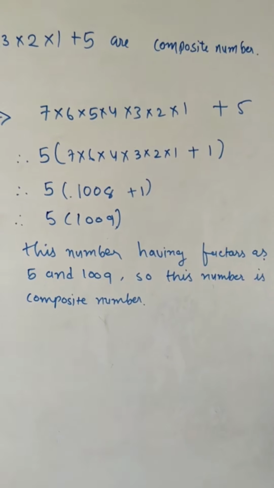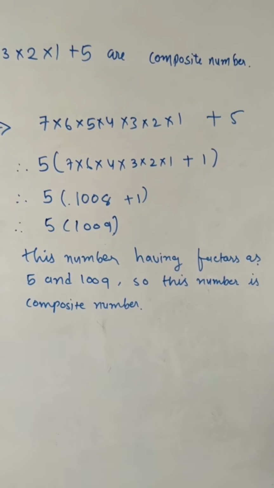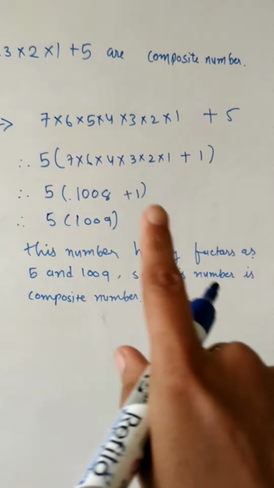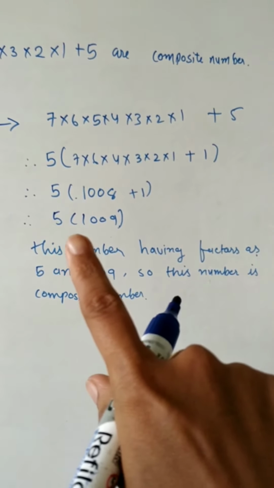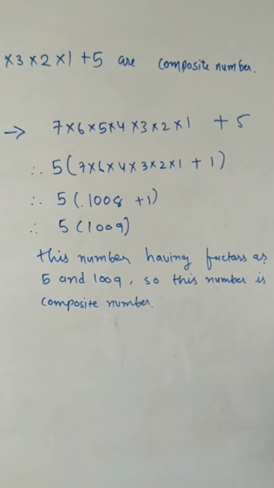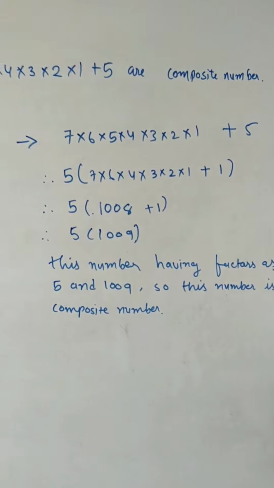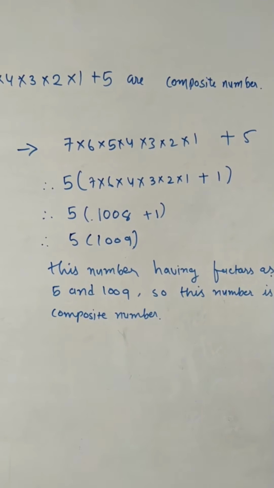It is very simple. You just have to take common from both the terms. If anything is common, just take it out. You will get two things, one is in the bracket and one is outside the bracket. There only you will decide whether that number is prime or composite. If we have seen two factors, that number is composite only. So this one is very easy.